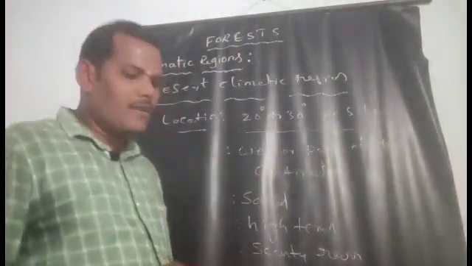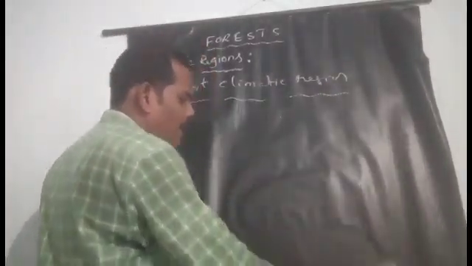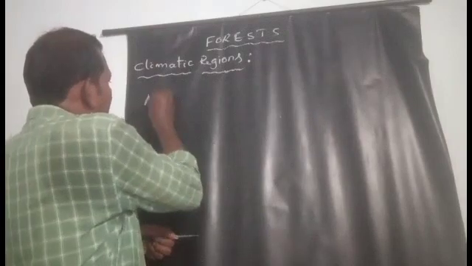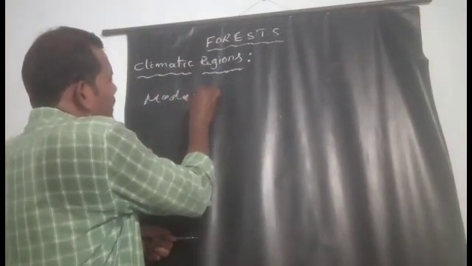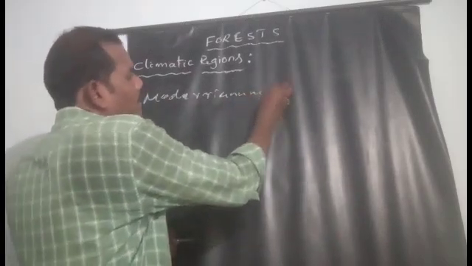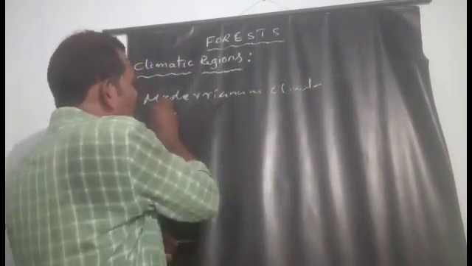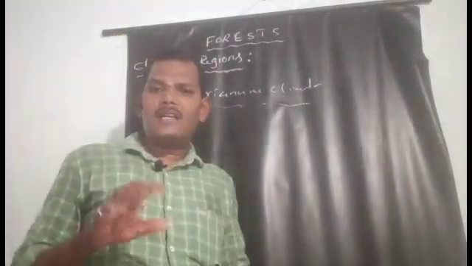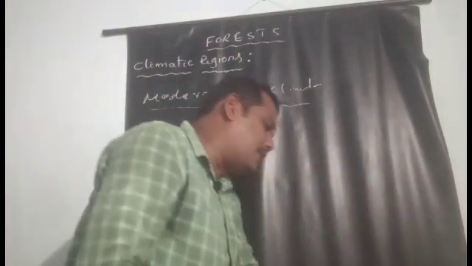And the next region is the Mediterranean region. What is the Mediterranean climate region? Actually, the Mediterranean climate is very different from the others. Remember, the Mediterranean climate is located around the Mediterranean Sea. Just have a look here.